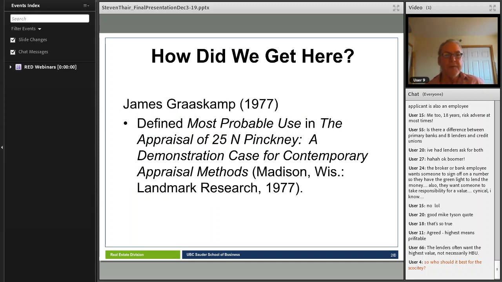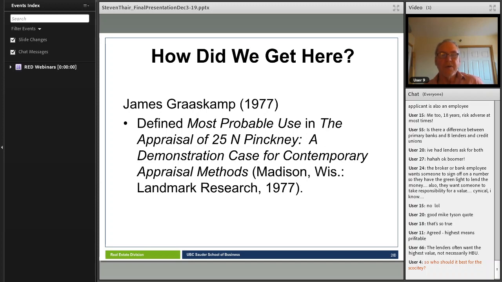In 1977, we don't have much history, so bear with me. James Graskamp was a professor at Wisconsin University, and he wrote this monograph called Most Probable Use in the Appraisal of Such and Such a Property. And this was where the term most probable use got coined, and he was the guy who came up with, you know, we stay with physically possible and legally allowable and financially feasible.